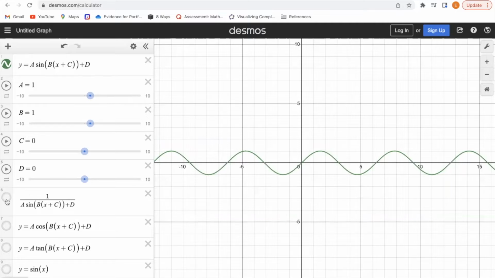So if you want to click there, you can tick all these boxes, play around with the sliders, and see what they look like. For this video, we're going to try to keep it nice and short and sweet. So as I mentioned, we have these 0 points.